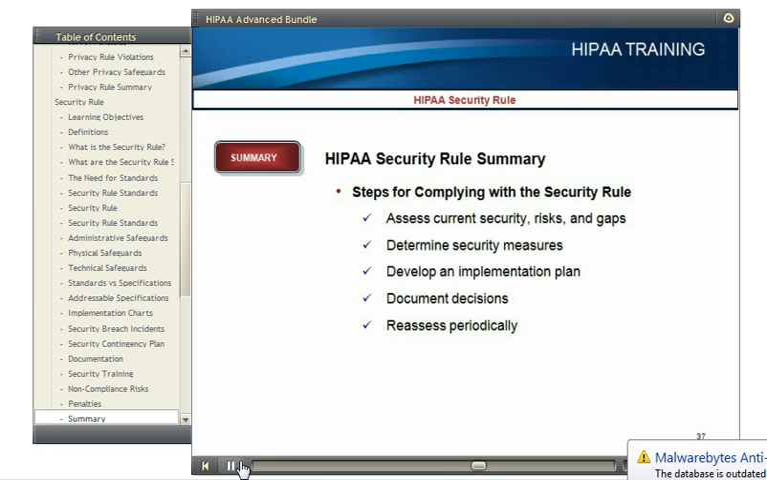HIPAA Security Rule Summary. Steps for complying with the security rule. Assess current security, risks, and gaps. Determine security measures. Develop an implementation plan. Document decisions. Reassess periodically.